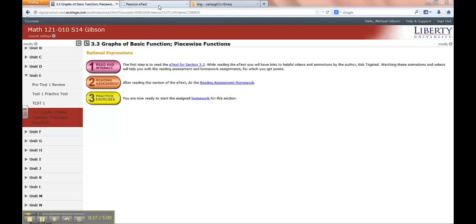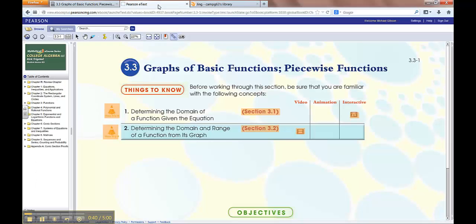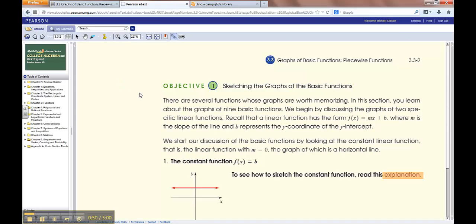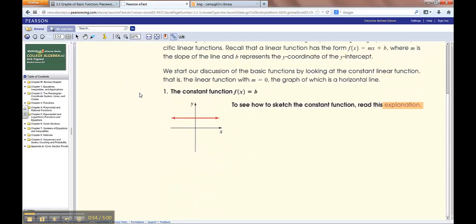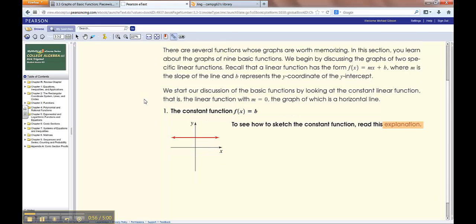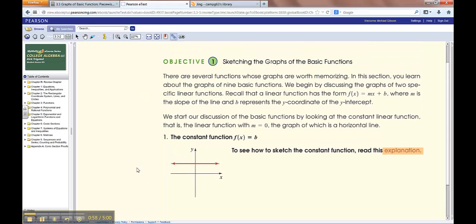let's have a look a little bit at some of the basics in section 3.3, at least some of the things that I think are likely to be a little more difficult. So here's the opening page, it just tells you that you need to know the stuff in 3.1 and 3.2 before you do this. Now, what it starts with is a list of what are called basic functions, because we're going to use these to answer a variety of questions and learn some things about functions, right?